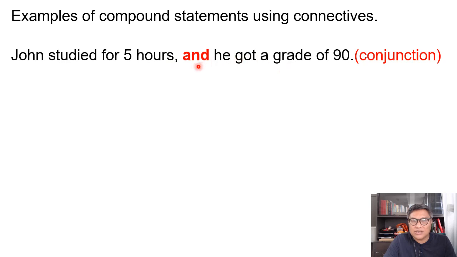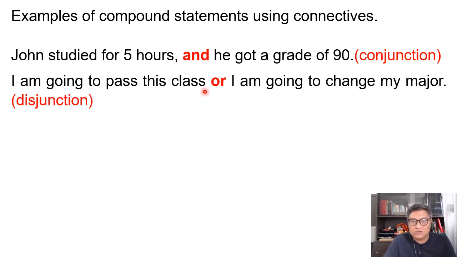Then combining using the connective and, what we have is already a compound statement that John studied for 5 hours and he got a grade of 90. So this is a conjunction as a compound statement. Another example is a disjunction using the word or as a connective. I am going to pass this class or I am going to change my major. So the word or is a disjunction. So this is our connective or. So again, the second example is what we call a disjunction compound statement.